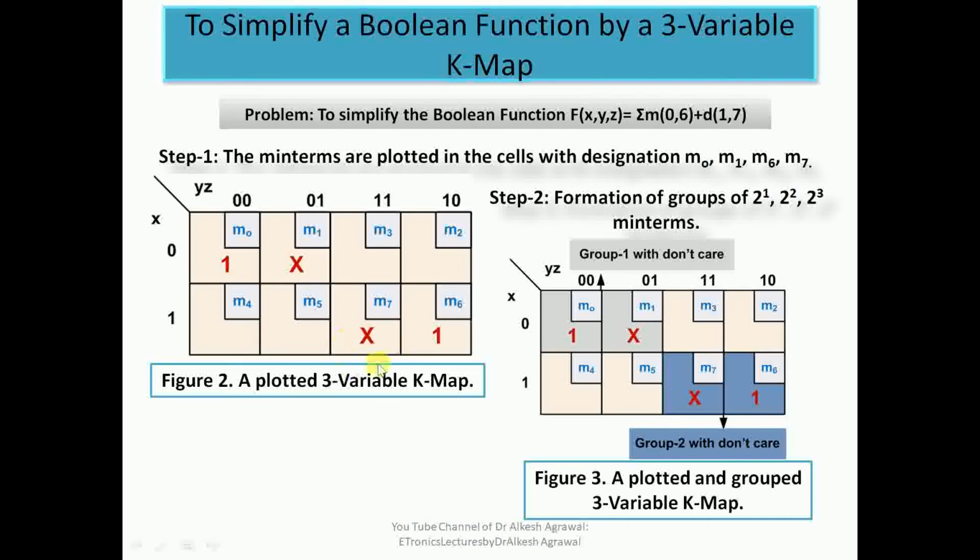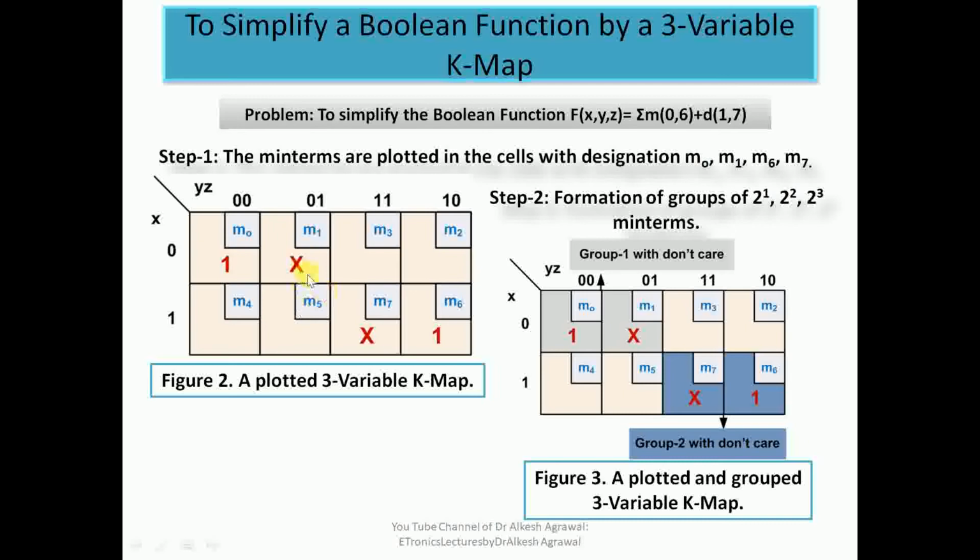So these don't care conditions can be treated as 0 or 1, and that depends upon the requirement of the situation, whether they can be put into a group or they are left isolated. So when they are taken in a group, these cross or don't care conditions are treated as 1, and if they are not part of any group, then they are considered as 0, and that is why they are termed as don't care conditions.